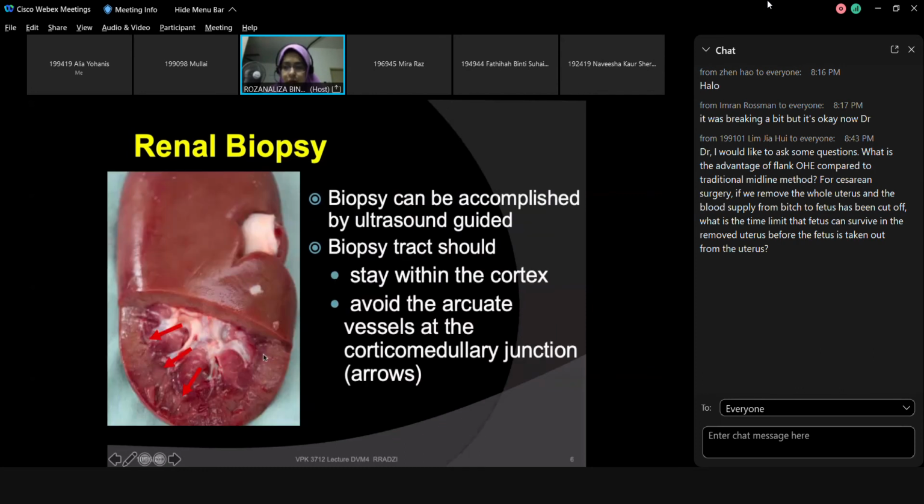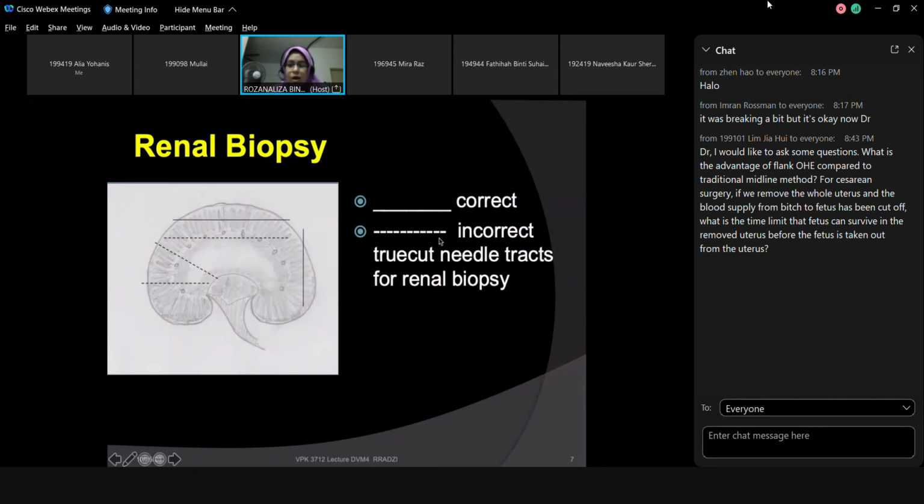We have had cases with ultrasound guided biopsy where the patient ended up bleeding, and we still had to go in and do an open surgery, okay? The straight line is the correct renal biopsy tract. You want to just biopsy the cortex, okay? You don't want to go anywhere deeper. So this straight line is correct. This is incorrect, okay? Because this will really cause problems.